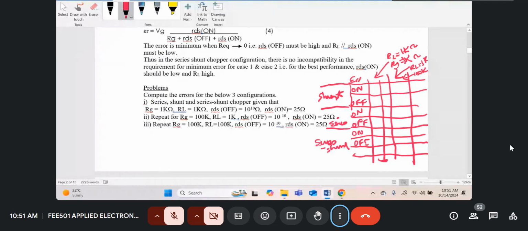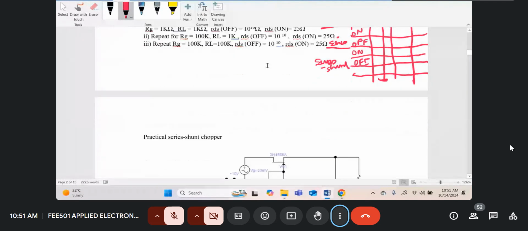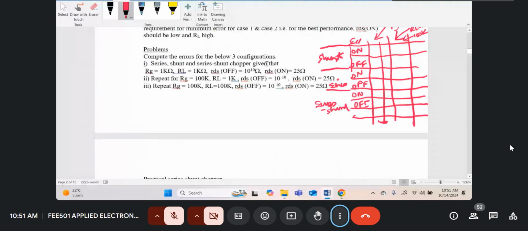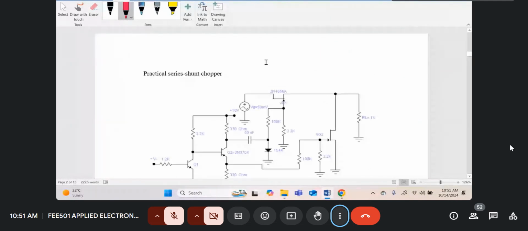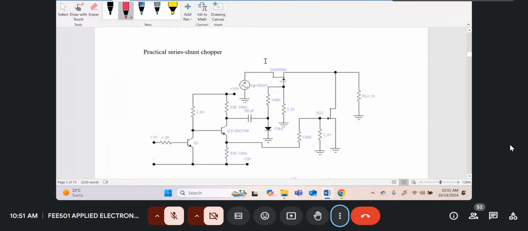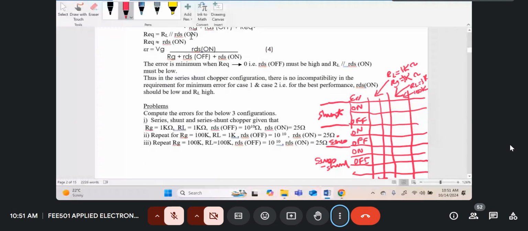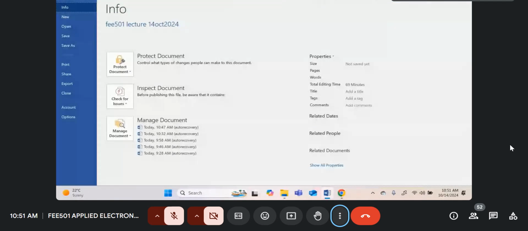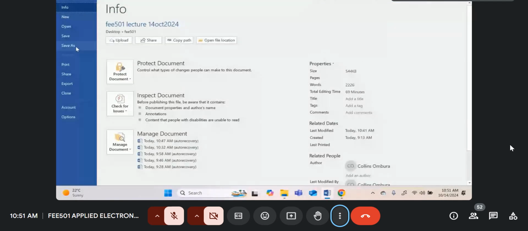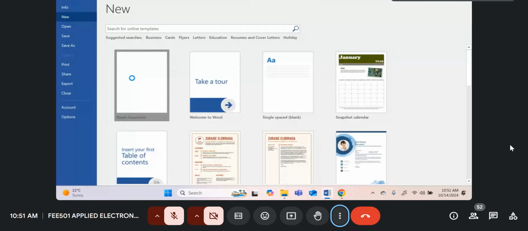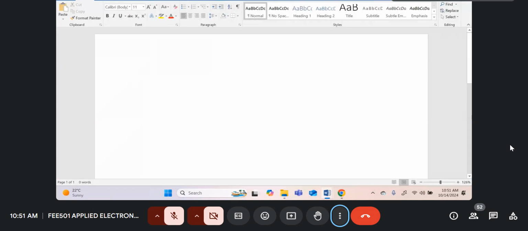Now, the other type of error for this configuration is referred to as the errors due to switching spikes, which are not included in my notes over here. I'll just start with the practical circuit. The errors due to switching spikes.